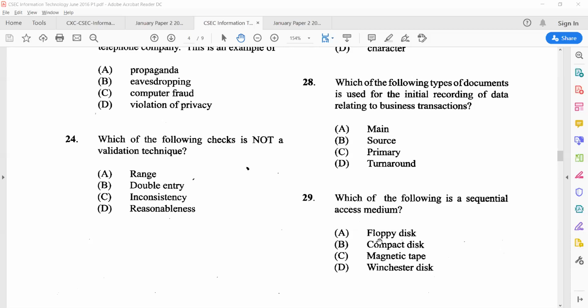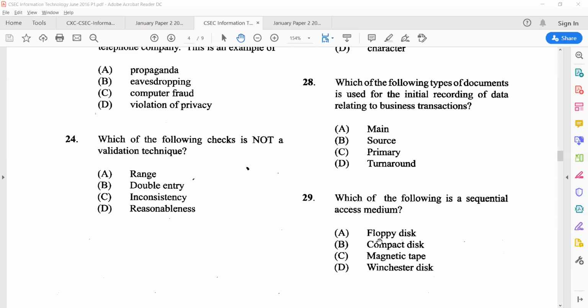Which of the following types of documents is used for the initial recording of data related to business transactions? B, sir. Right. Yes. So the answer for 28 is B, right?